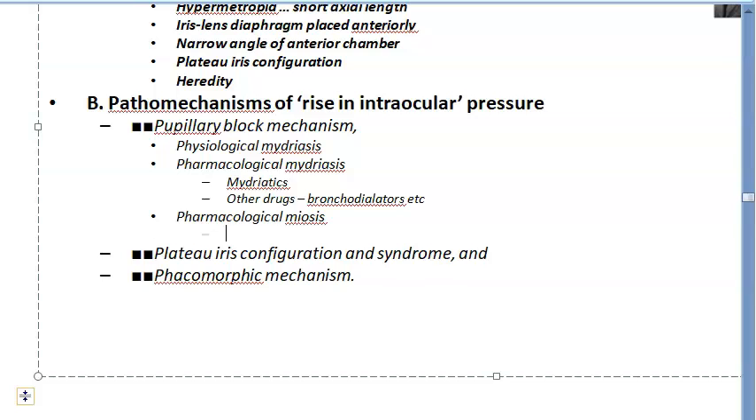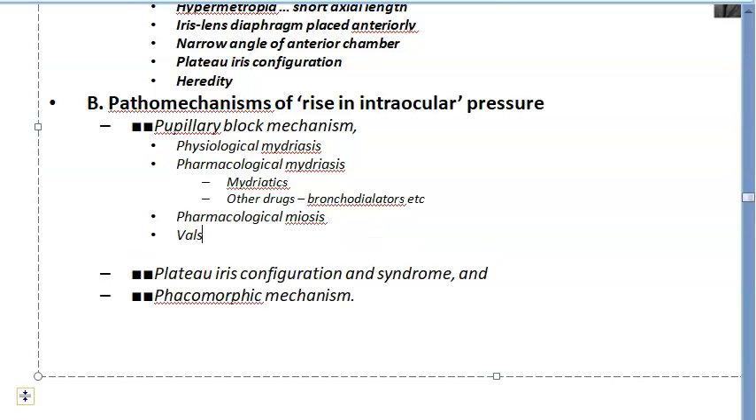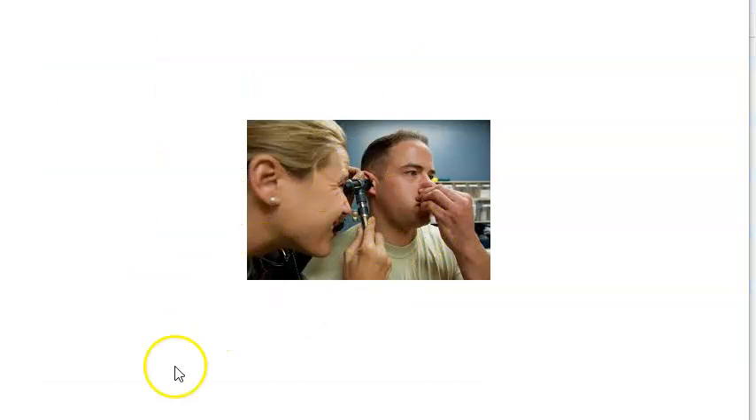Then Valsalva maneuver. Somebody went to do Valsalva maneuver and they go into an attack of angle closure. Wow. Let's just list this here. Valsalva maneuver. What's the spelling of maneuver? M-A-N-O-E-U-V-R-E. Okay. This is Valsalva maneuver. He's trying to swallow, right? By closing his nose and mouth.